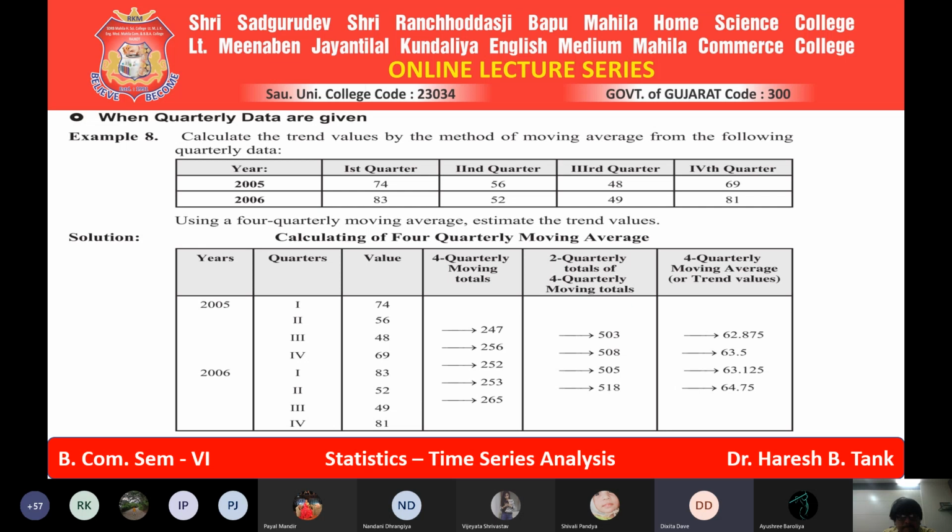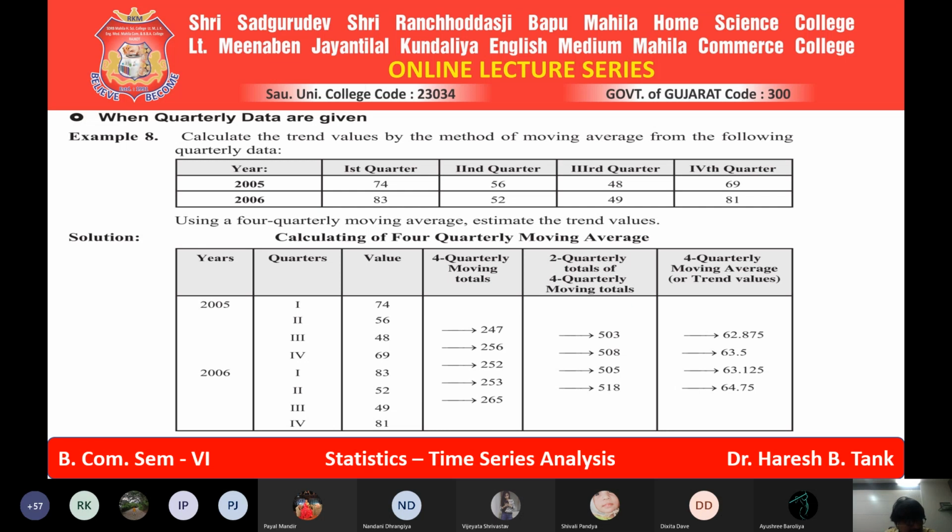Leaving the first three elements, 69, 83, 52 and 49. What is the sum? It is 265. 265 is the last one, I suppose. You are missing one. Yes, sir. It is 253, which is to be written against the first and second quarter of 2006. So it is between 83 and 52, 253.